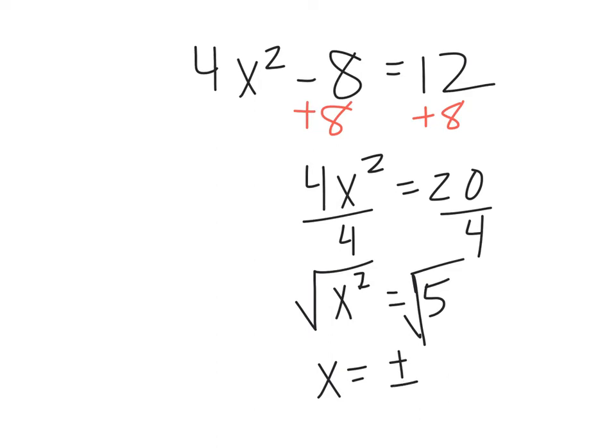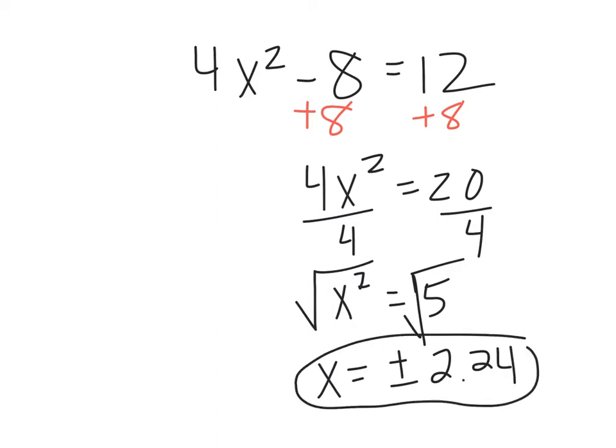Now the only thing that's different about this is 5 is not a perfect square. So I'm going to have to use my calculator to take the square root of 5. And the square root of 5, if we round to the nearest hundredth, is 2.24. So for some of the ones we're going to see moving forward, it's going to be a non-perfect square that we're going to have to use a calculator for.